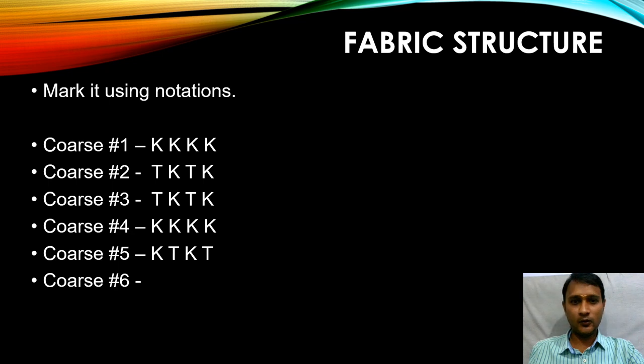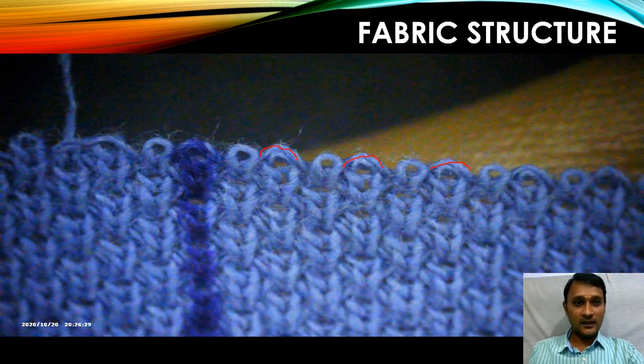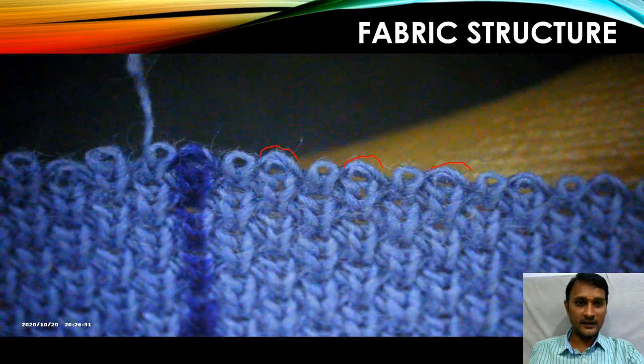Now let's move on to course number 6. Even in the course number 6, the half moon structure is there in the even needles. In the second and third course, we find that tuck needle, the half moon structure, in the odd needles. Whereas in fifth course, we found that half moon structure in the even needles. Even in the sixth course, we are finding the same. Let's unravel course number 6.